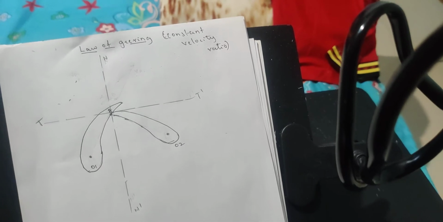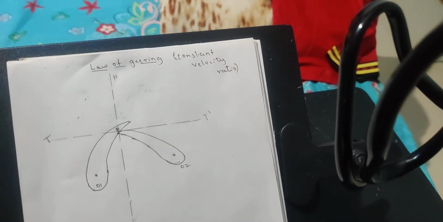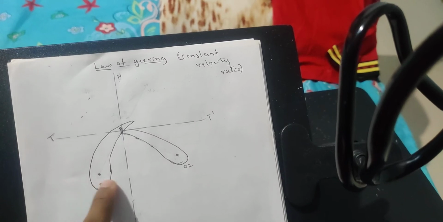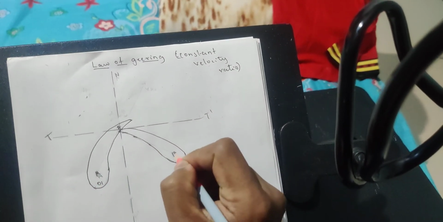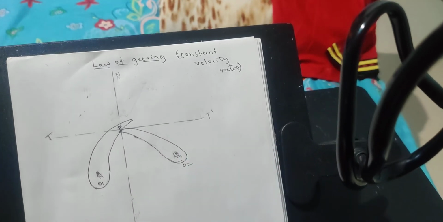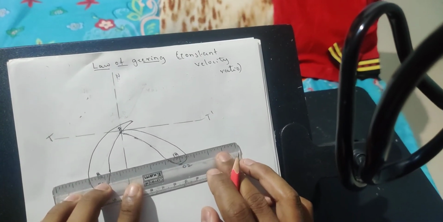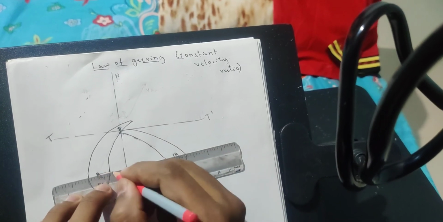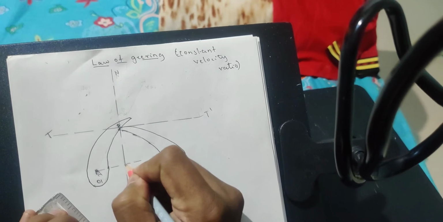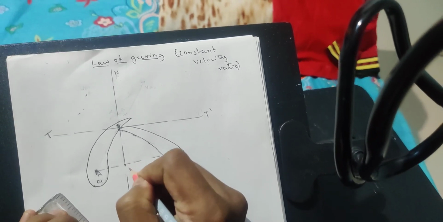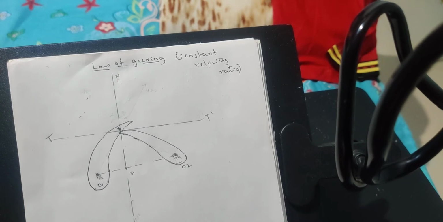We will be joining once again the centers of these two bodies. We can call this the link centers, through which the rotation happens. When I join these lines, they'll meet at a particular point. This point I'll call point P.